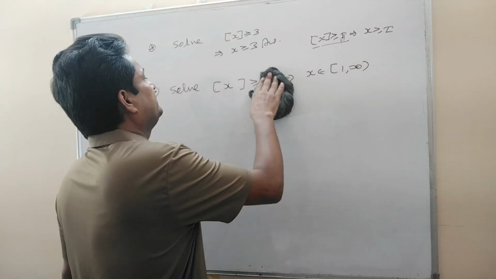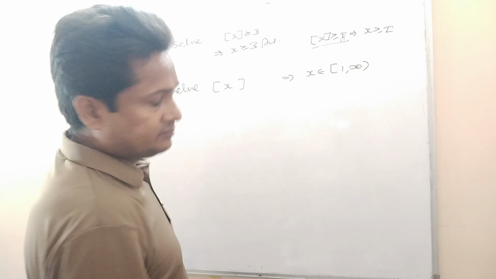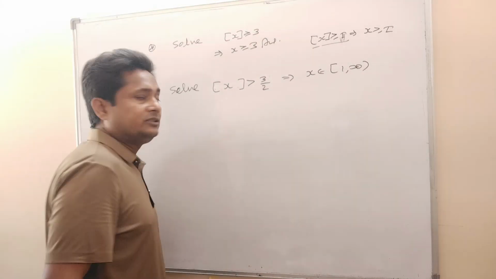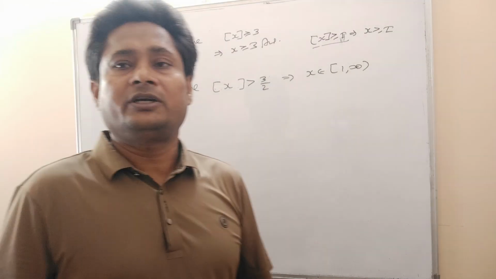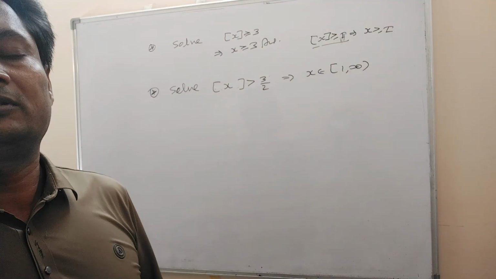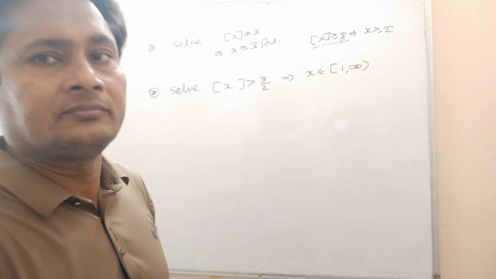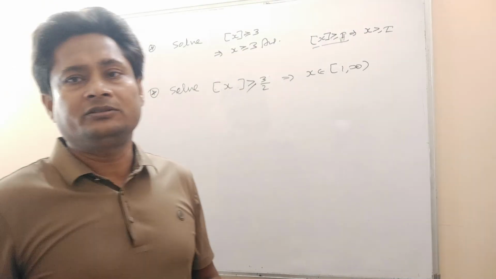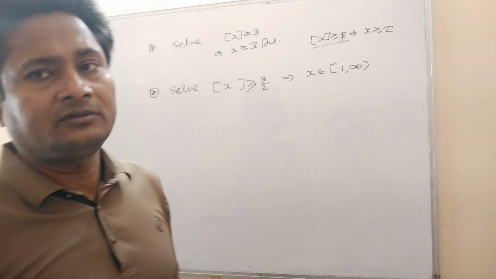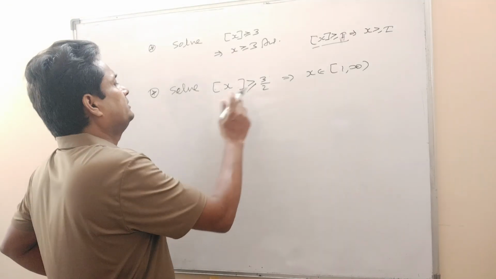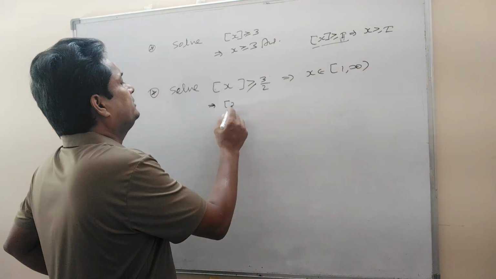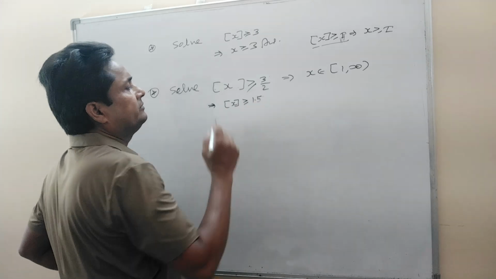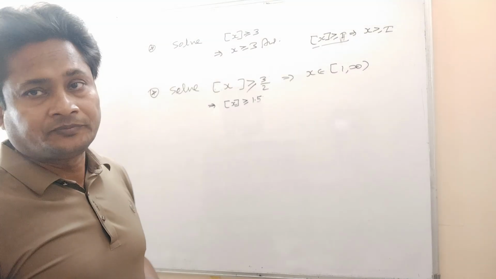Now let's solve this, greater than 3 by 2. Let's solve this one. Greater than 3 by 2. How will you solve this? Now if we want to solve this, greatest integer of x greater than or equal to 3 by 2, then this can be written as greatest integer greater than or equal to 1.5, right?